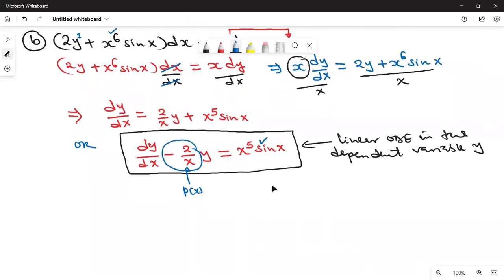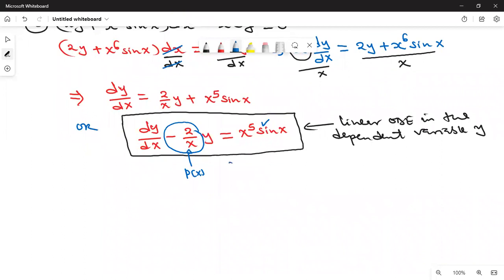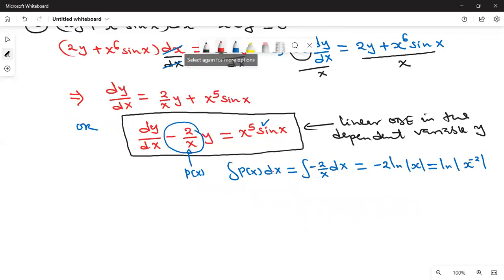Now, we need to integrate p of x with respect to x. So I need the integral of p of x dx. What is it equal to? That's the integral of negative 2 over x dx, which is the same as negative 2 ln x. And how else can you write this? This is the same as ln of x raised to negative 2. When you apply the laws of logarithms, this one will be the power of the argument x. Remember, m log a is the same as log of a raised to m. That's what I've used.